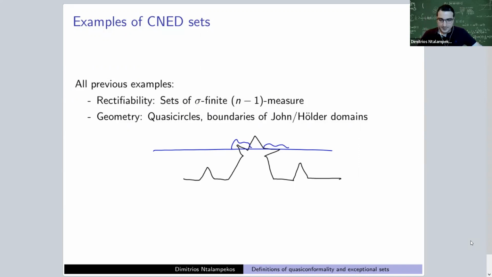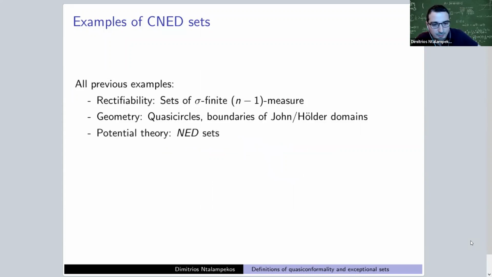And finally, the NED sets are also included, as we mentioned. So the CNED class is much larger than the NED class. Actually, the NED sets are necessarily totally disconnected, but the CNED sets can contain curves. Okay, so far it looks like the CNED sets form a candidate for a characterization of removable sets. And this is actually an open problem that would be very interesting if it was resolved.